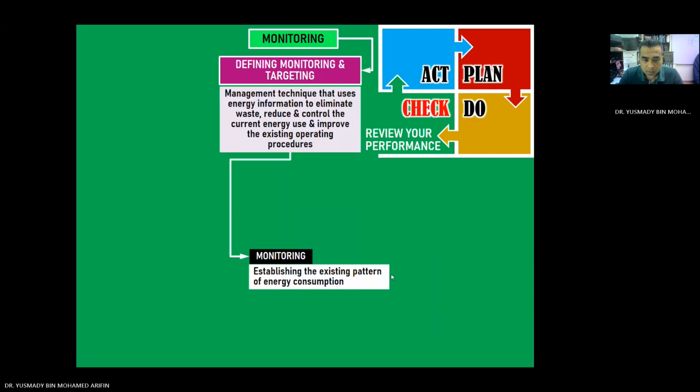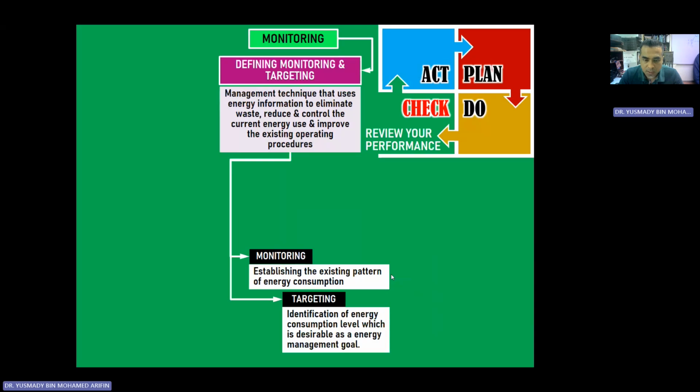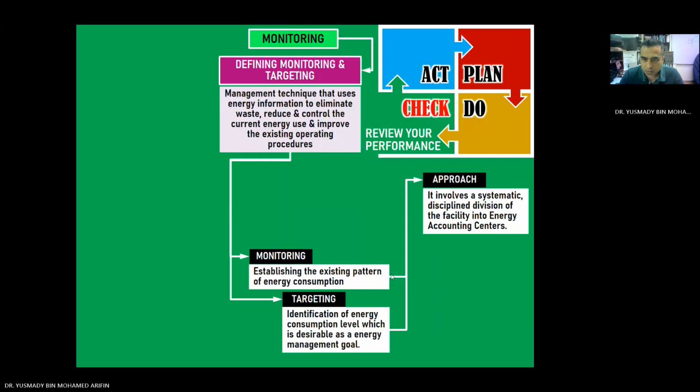By using the monitoring process, we can establish the existing pattern of energy consumption. By implementing the targeting process, we can identify the energy consumption level which is desirable as the energy management goal. So that is the monitoring and targeting approach that can be done.